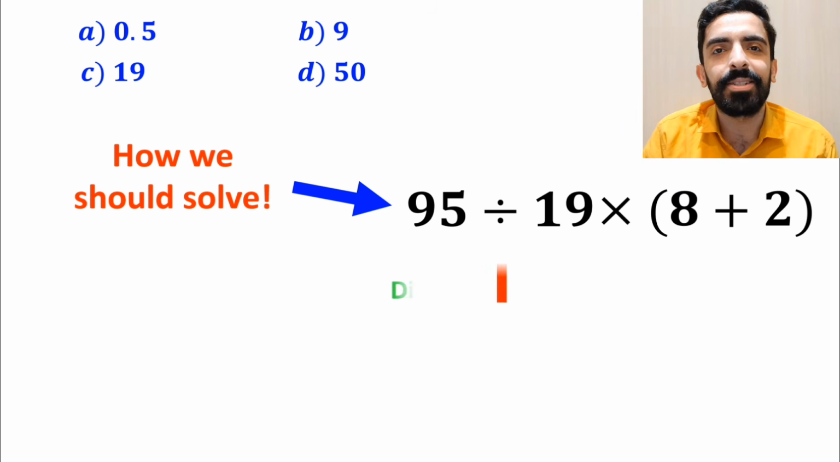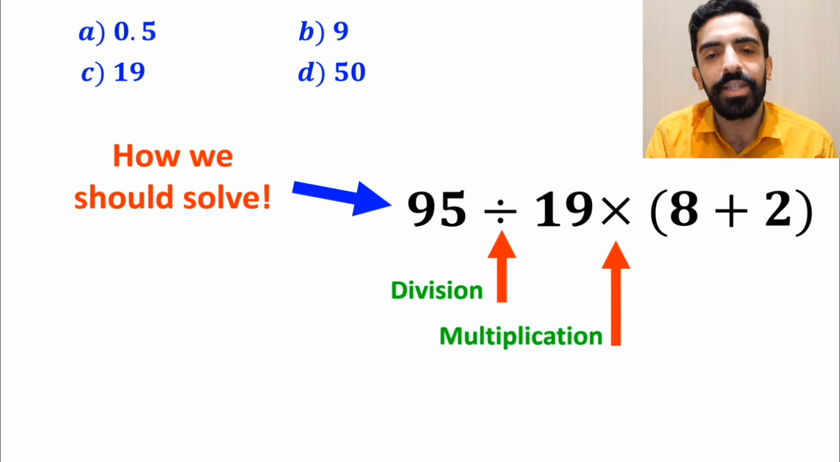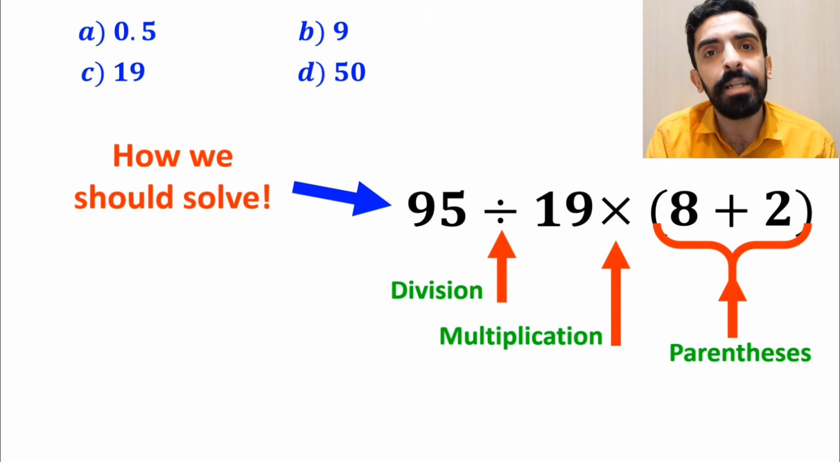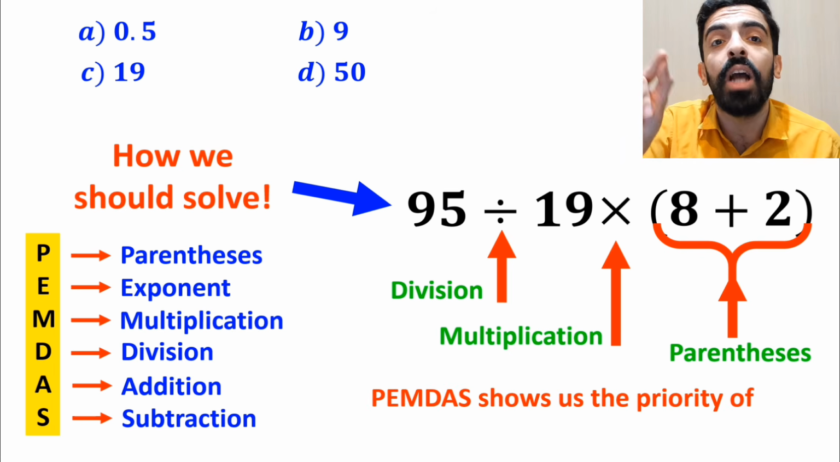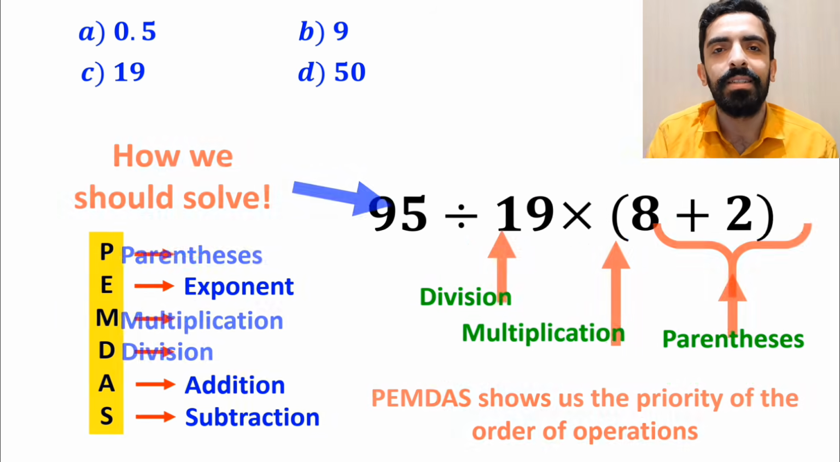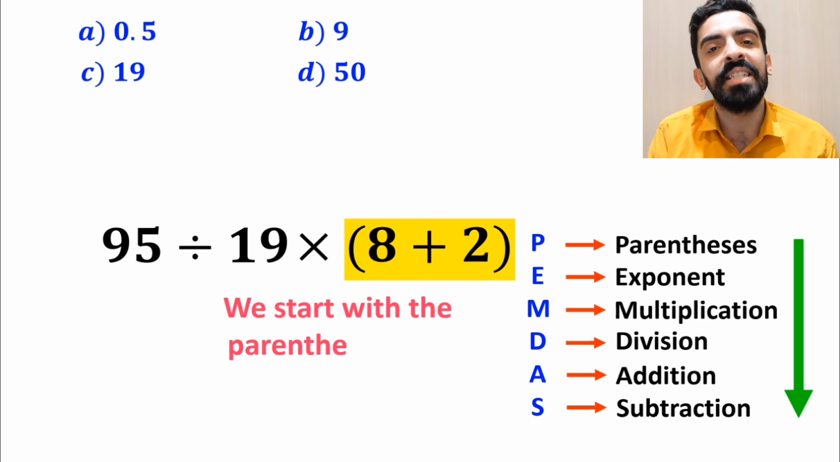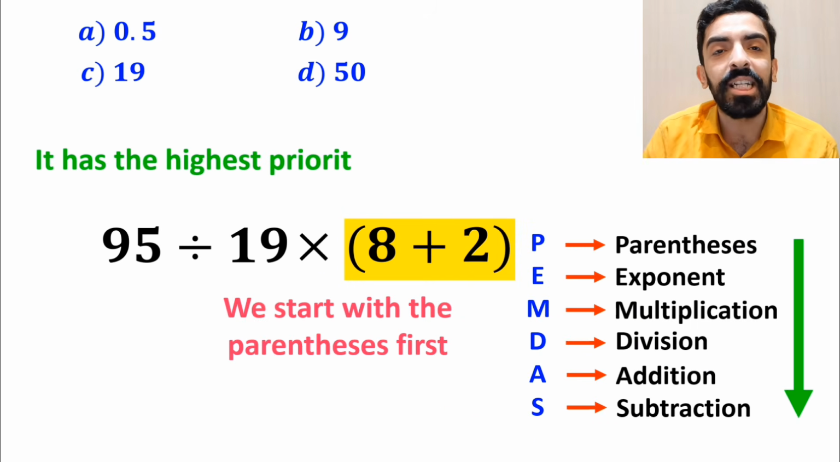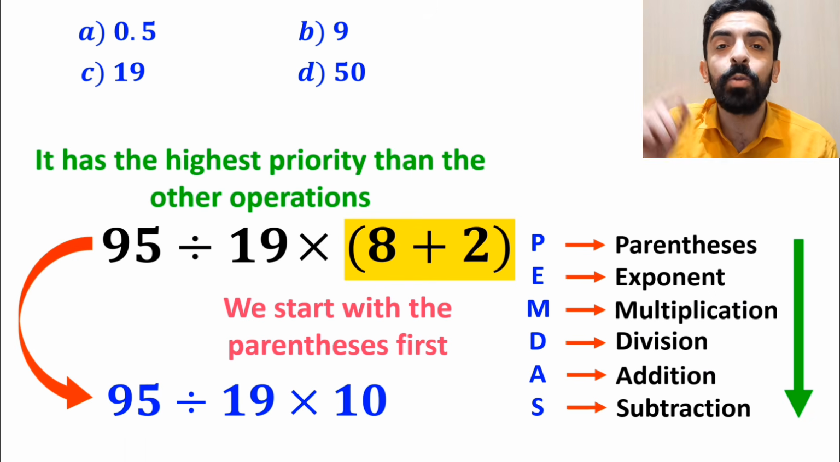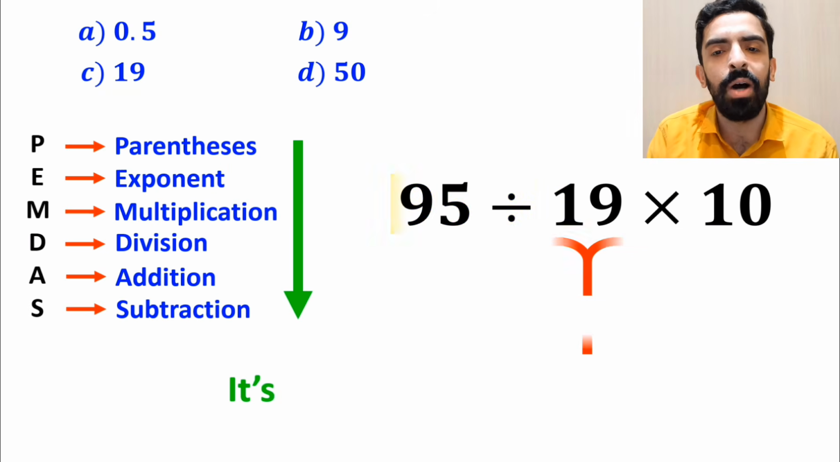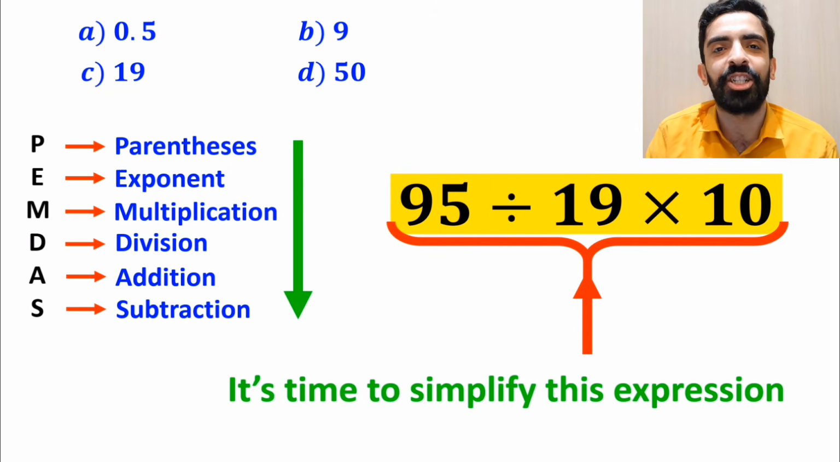As you can see on the screen, in this expression, first we have a division sign, then a multiplication sign, and finally parentheses. To solve this question, we need to use the PEMDAS rule. PEMDAS shows us the priority of the order of operations. So, we start with the parentheses first, because it has the highest priority than the other operations. Okay, this expression simplifies to 95 divided by 19 multiplied by 10. Now, it's time to simplify this expression.